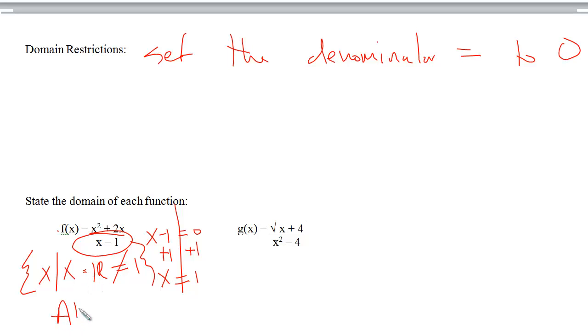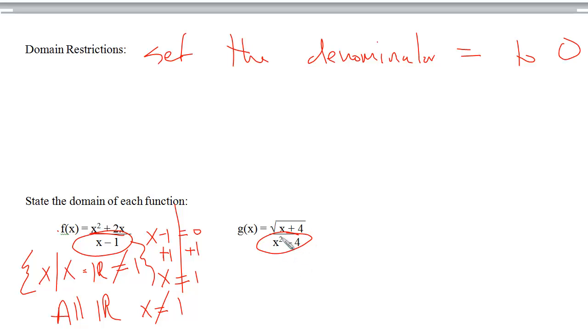Or you can say all real numbers, it's just your R with an extra backbone here, x cannot equal 1. And oftentimes you'll find that people just put x cannot equal 1 for the domain of this as well, implying that it's all real numbers except 1. And we can do the same thing with this one.